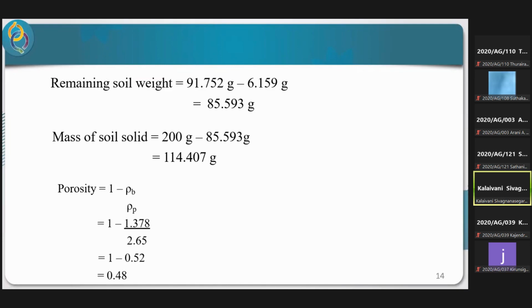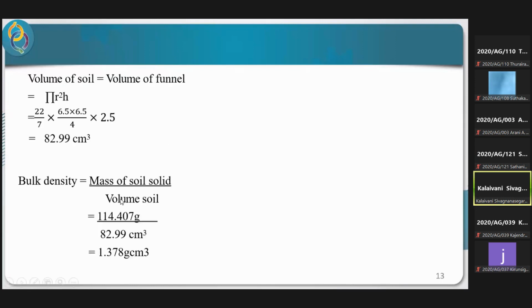Okay, so from that you can get the mass of soil that is in the funnel. Did you understand that one? Yes, ma'am. Okay, so using this data, you already know the volume of the soil, and now you know the mass of the soil solid. So from that, you can find out the bulk density of the soil.